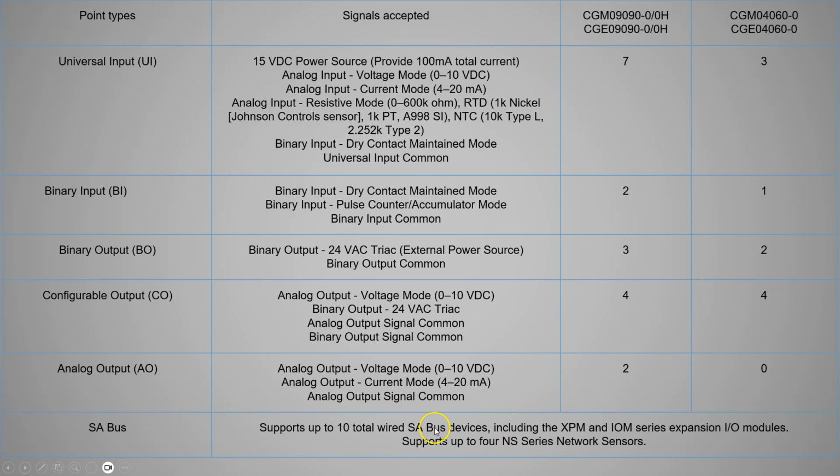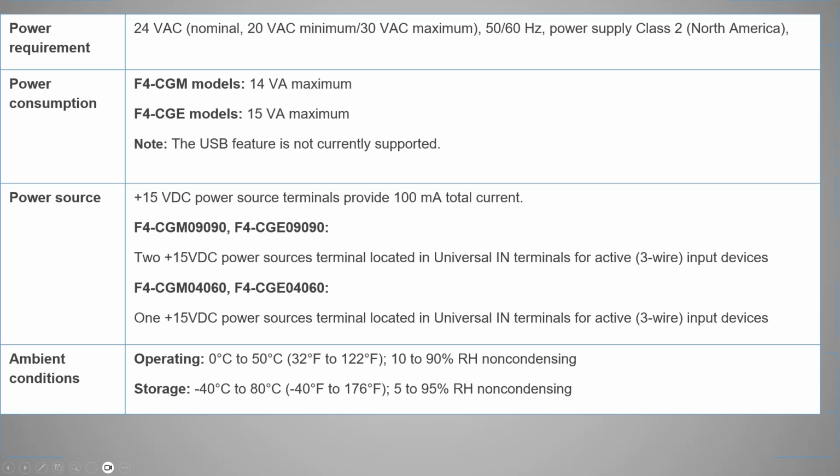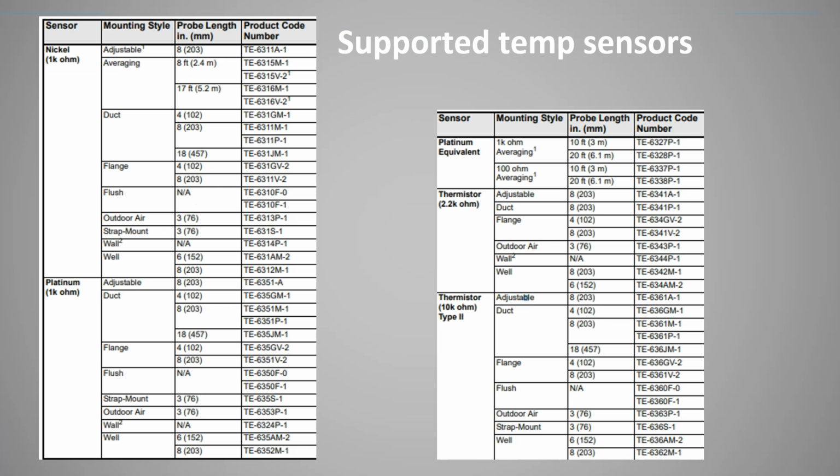And then you got the SA bus. The SA bus supports up to 10 wired SA bus devices, expansion modules and NS series sensors. Again, 24 volts AC only. It does not allow the controllers to be powered up by DC voltage.